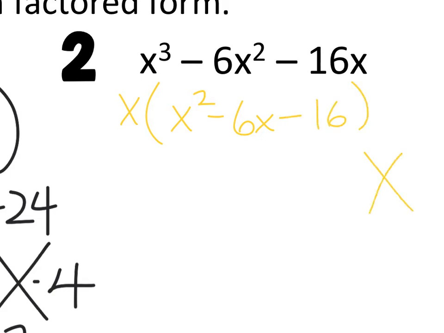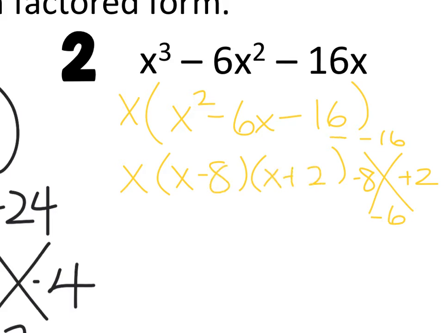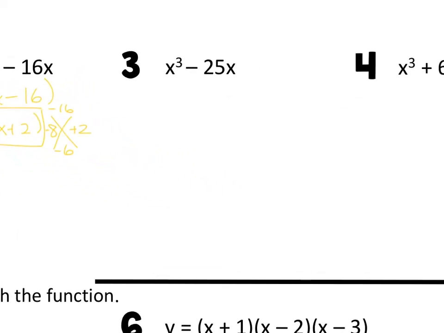So we're going to look for what multiplies to negative 16 that adds up to negative 6. So I think we got 8 and 2. Nope, positive 2 and negative 8. So it's x minus 8, and it's x plus 2. And that's my answer. Okay, moving on to number 3.